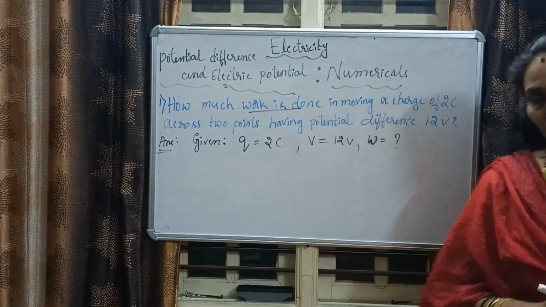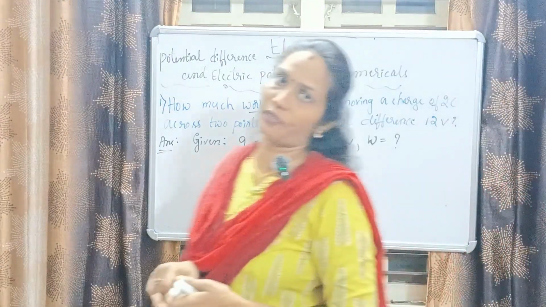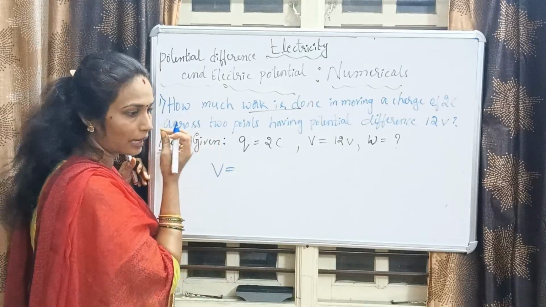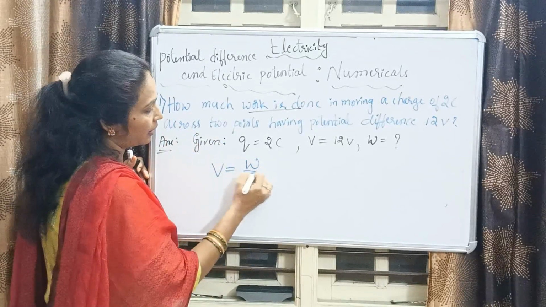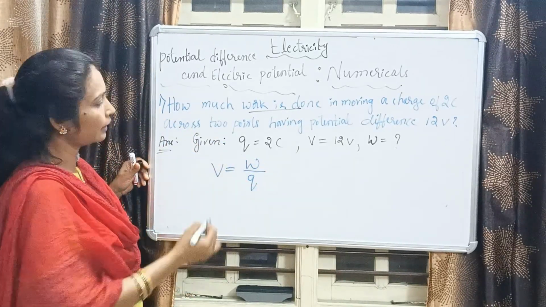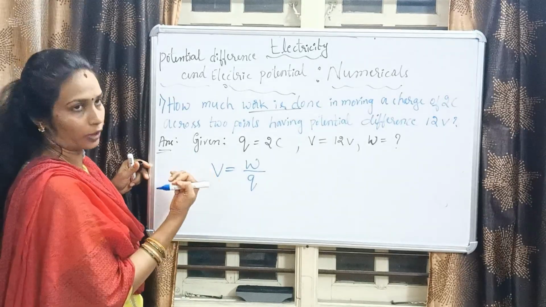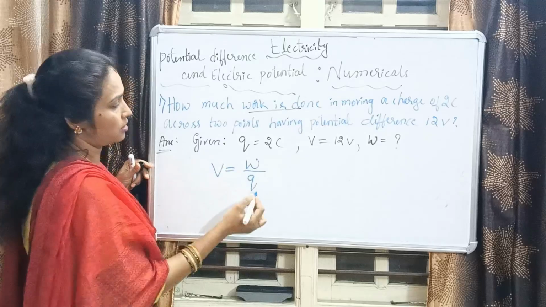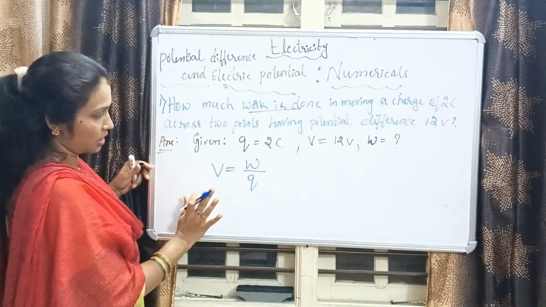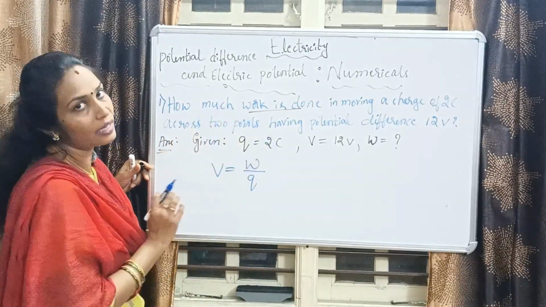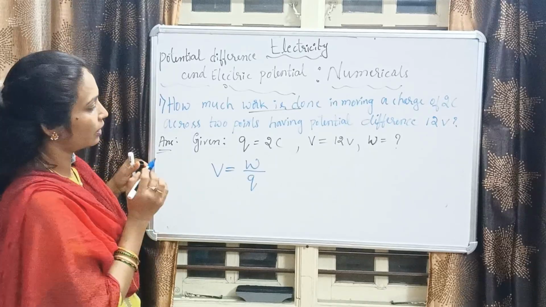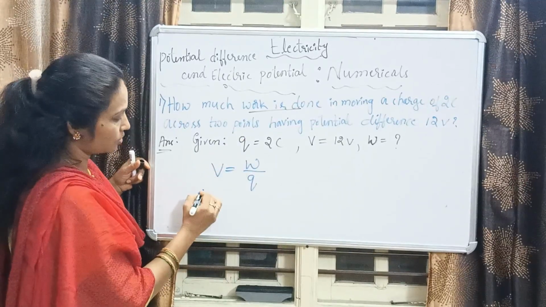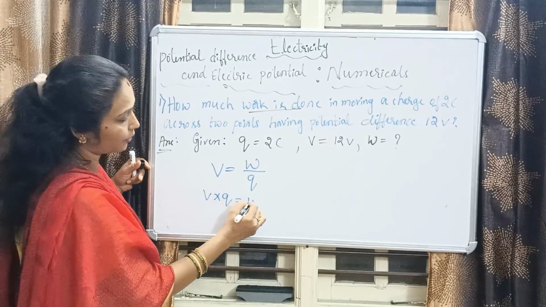And we know one formula regarding potential difference. What is that? V is equal to what, guys? W divided by Q. Correct. V is potential difference, W is work done, and Q is charge. This is the relationship between potential difference, work done, and charge. V and Q they have given, we need to find W. So V into Q is equal to W.